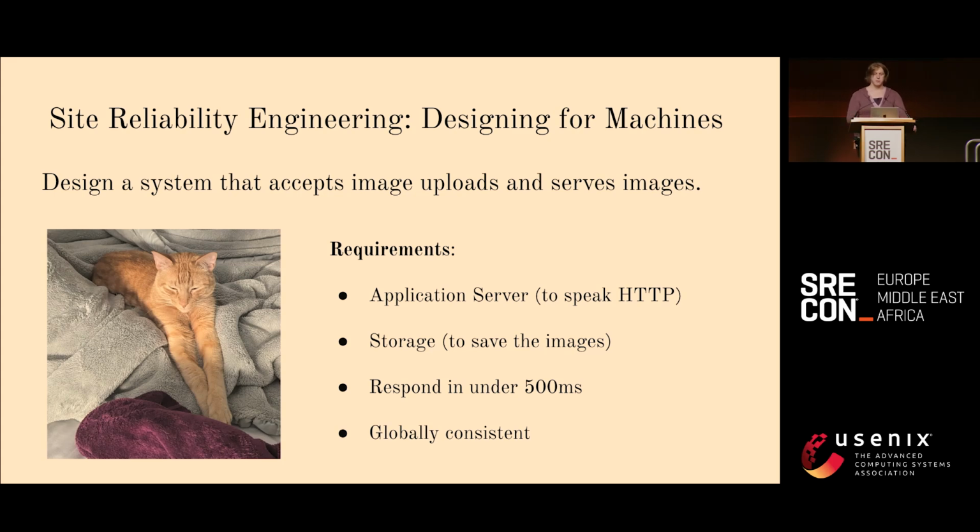Before I get into that though, let's build a system together. We'll start with a simple service that accepts image uploads and serves them on demand. We need at least one application server and some place to keep the images. We want to monitor it too, of course. Let's set a latency target of, say, half a second. You can always tighten that up later. Oh, and let's make sure everyone can see our cats. We need a globally consistent store. So let's think about how we might implement this.